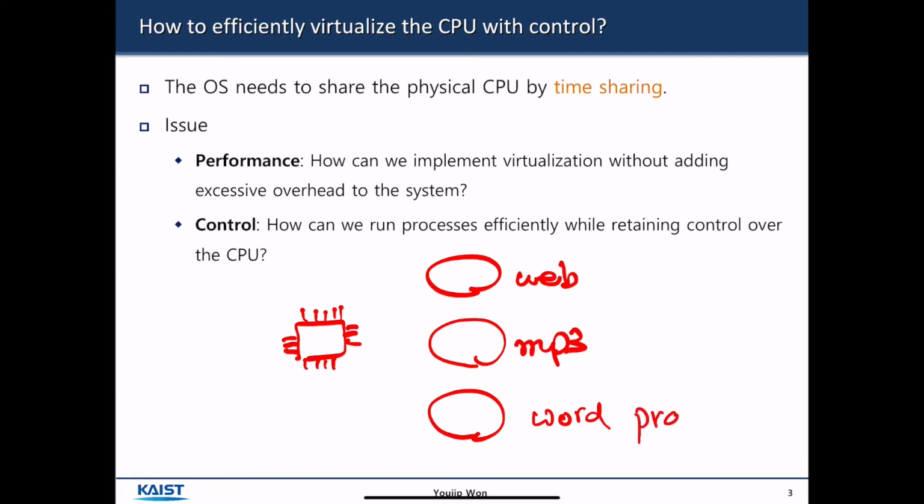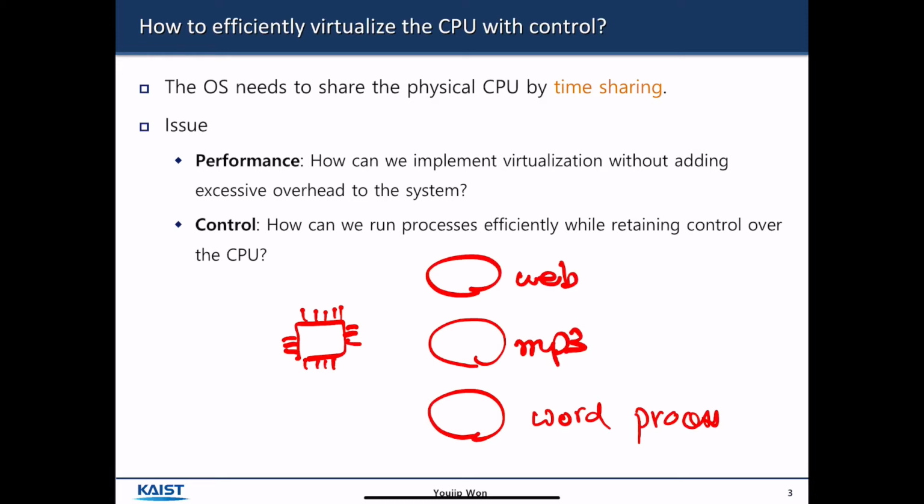Then all these processes share a single CPU so that each of them can be executed in parallel. The user has an illusion that each of these processes is executing on its own CPU. In providing such a capability, the important parts are performance and control. Performance means how we can implement virtualization without adding excessive overhead to the system.